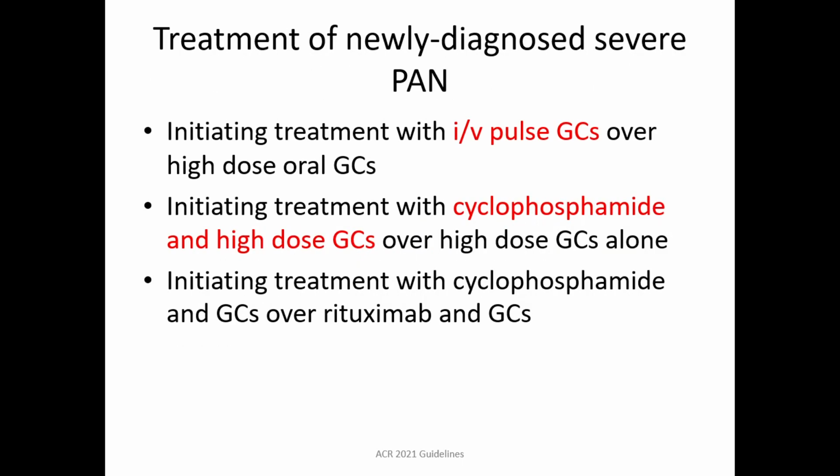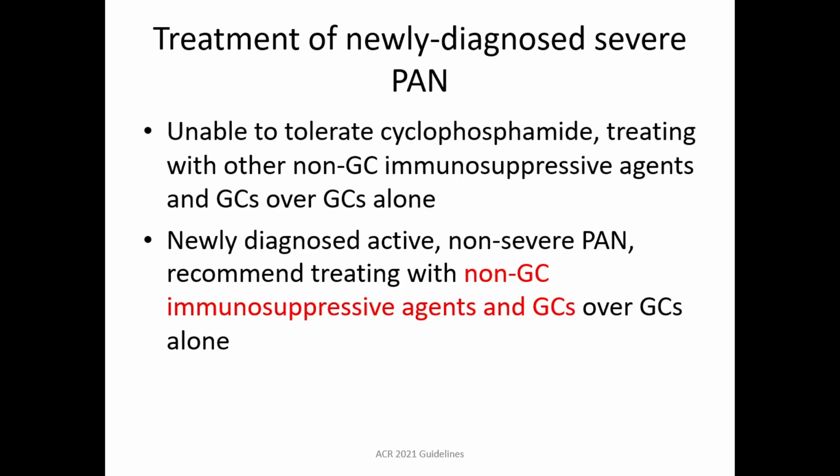So, treatment of newly diagnosed polyarteritis nodosa: IV pulse glucocorticoids, but here is the difference. After steroids, it is cyclophosphamide in polyarteritis nodosa. In Takayasu, it was anti-TNF. In giant cell arteritis, it was tocilizumab. So these are the things that we need to keep in mind when we are treating these patients.